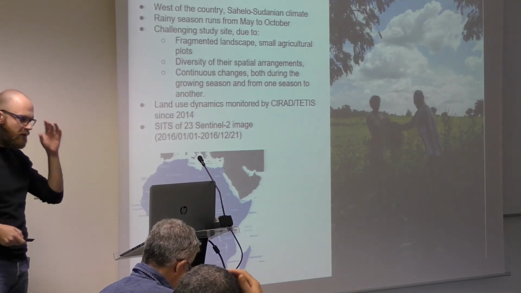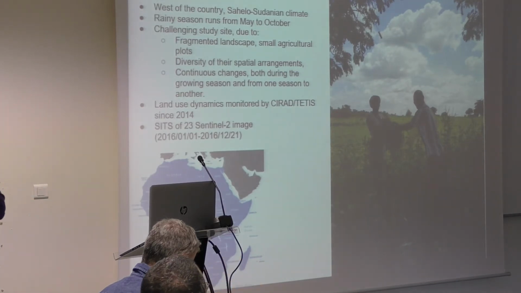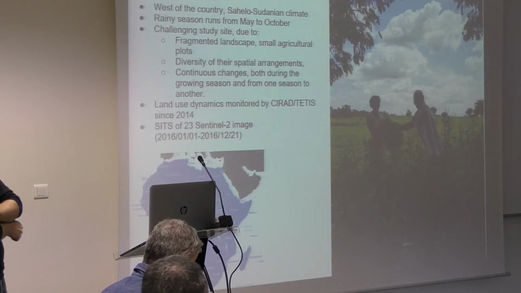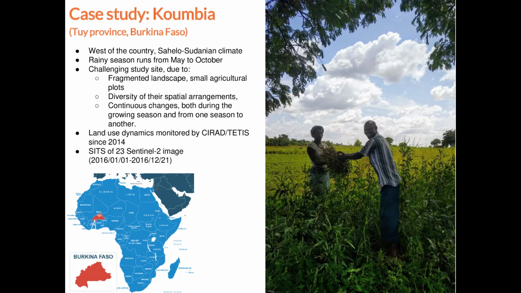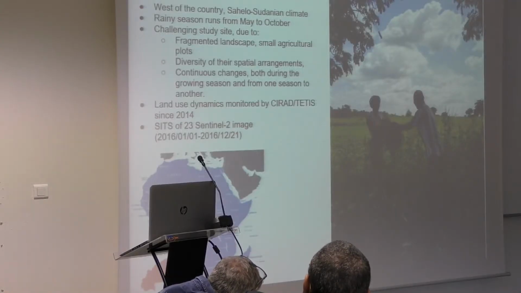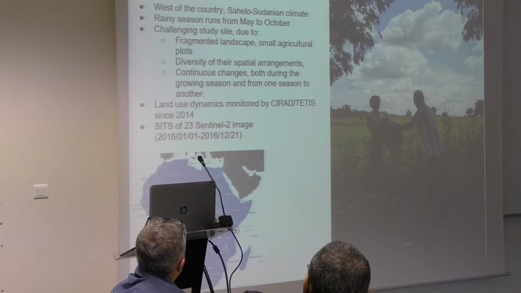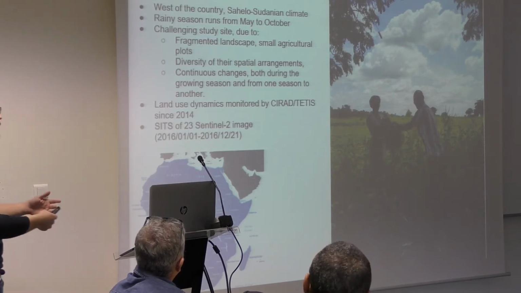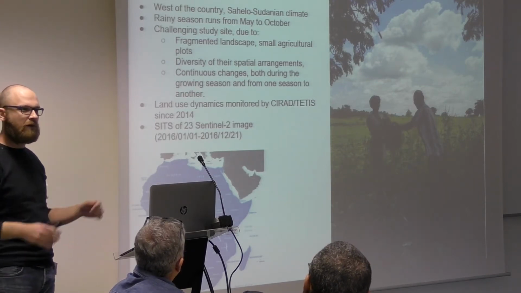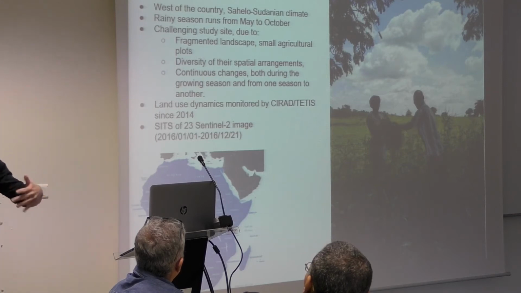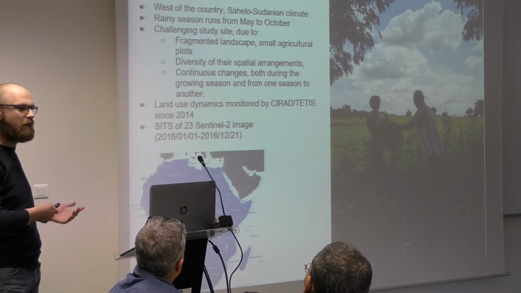All the images and all the experiments presented in this presentation refer to case studies in Burkina Faso, in West Africa, and more precisely on the Koumbia zone, which is an agricultural zone in the western part of Burkina Faso, which is a really challenging zone due to the fragmented landscape. There are a lot of small agricultural plots with confused borders, great variety. So for this kind of task, it's a really challenging zone.